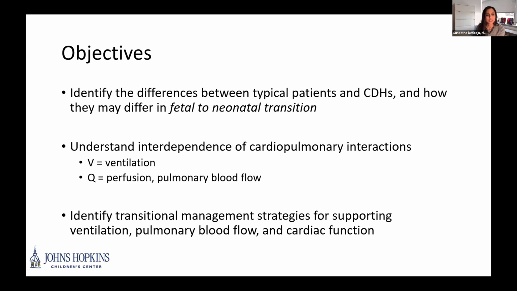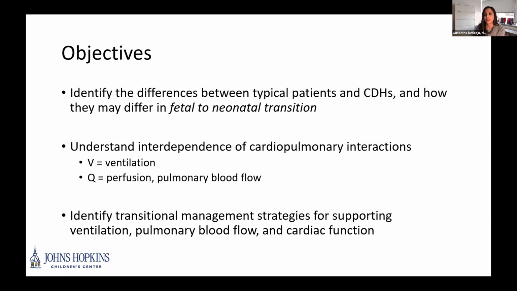I'll use a couple terms to help us all understand the interdependence of cardiopulmonary interactions. I'll be talking about V for ventilation and Q for perfusion or pulmonary blood flow. And specifically, we're going to be talking a lot about VQ matching. And then we'll identify some transitional management strategies for supporting ventilation, pulmonary blood flow, and cardiac function.